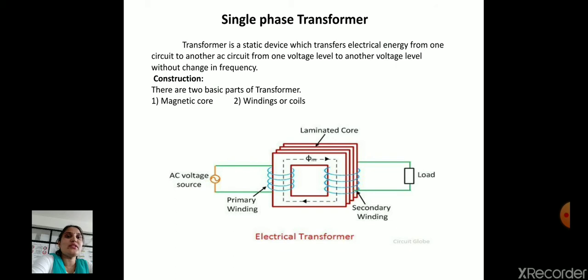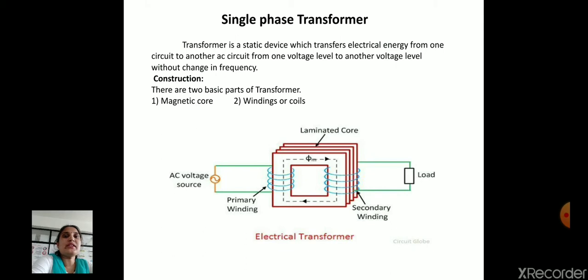So a transformer transfers electrical energy from one circuit to another circuit, obviously from one voltage level to another voltage level, and the frequency remains the same, or I can say it is without change in frequency. The input to the transformer and also the output from the transformer is AC. So a transformer works only on AC supply.